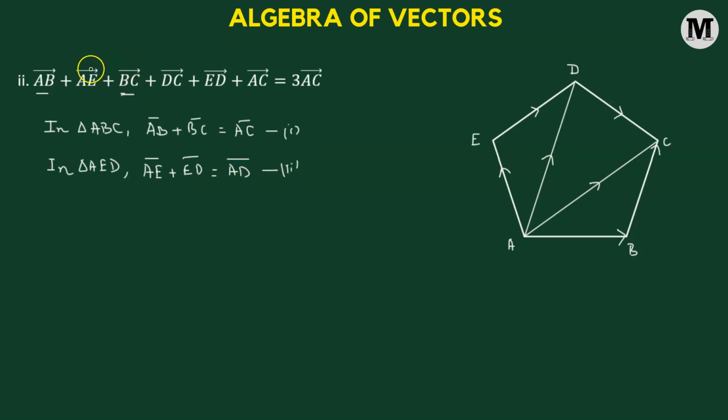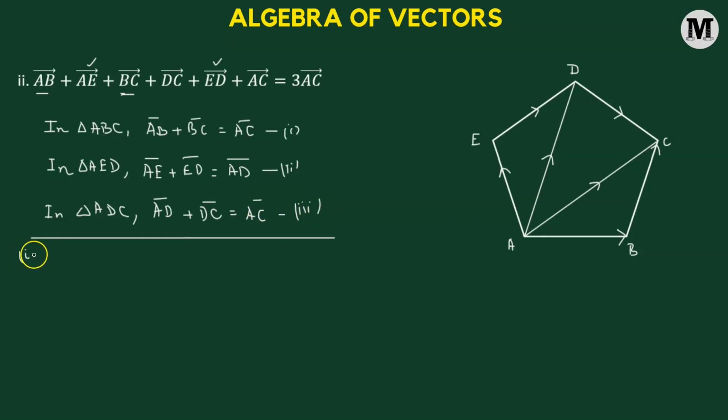So this time we have combined AE vector with ED vector and made it equivalent to AD vector. And then we're going to consider the triangle ADC such that if we take vector AD added with vector DC, that will be equal to AC vector. So let this be number 3.